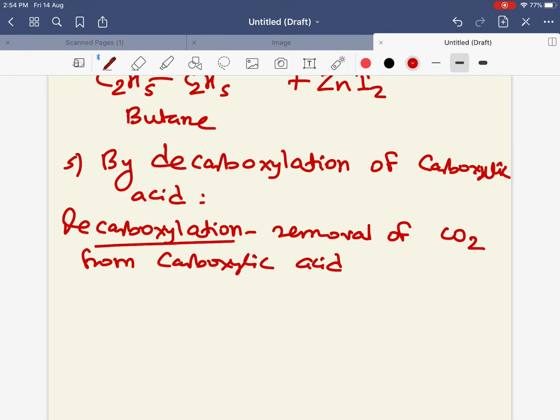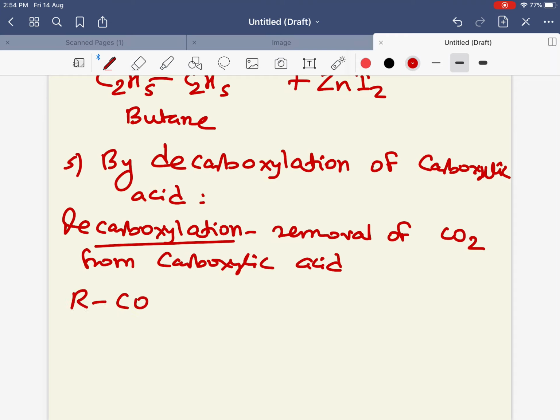So in this reaction, first the sodium salt of carboxylic acid is reacted with sodium hydroxide in presence of CaO, and we will get an alkane with one carbon atom less as compared to the sodium salt of carboxylic acid. So first I will take the general reaction.